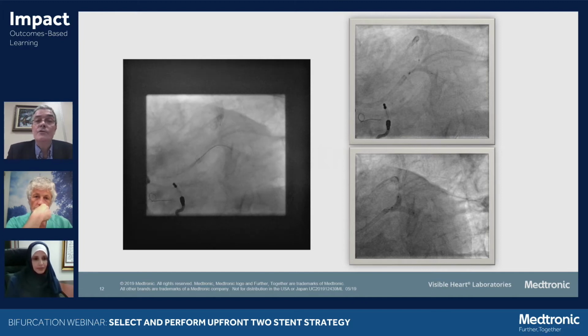Especially because you used OCT imaging to evaluate the whole coronary tree. It was not just to evaluate the left main. Jose, do you want to comment on that?